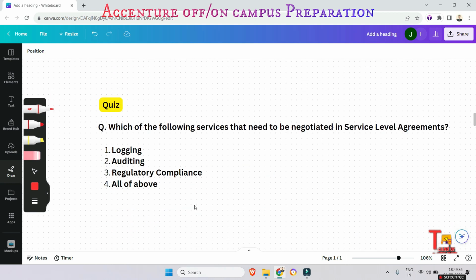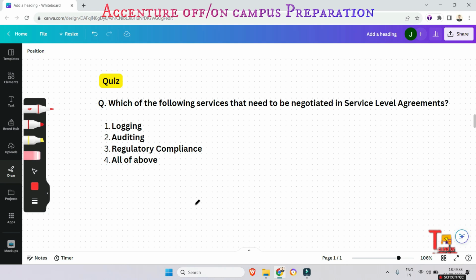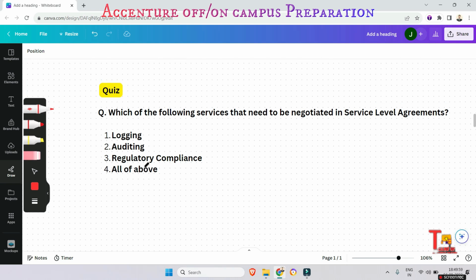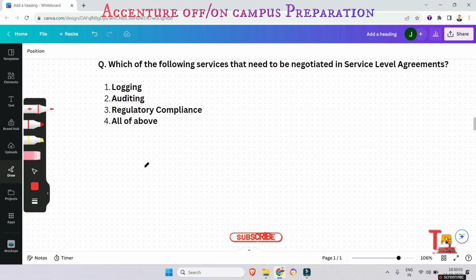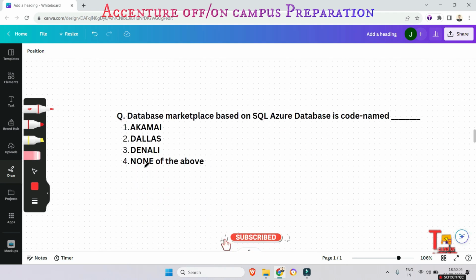So the next question is a quiz for you, and note the answer and give all the answers together, so that I can show your answer in the next video. Which of the following services need to be negotiated in service level agreements? Logging, auditing, regulatory compliance, or all of the above? What will be the answer? Okay, think yourself and give me the answer.